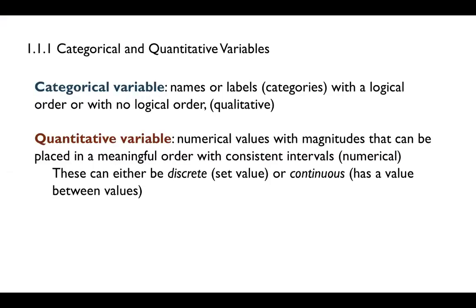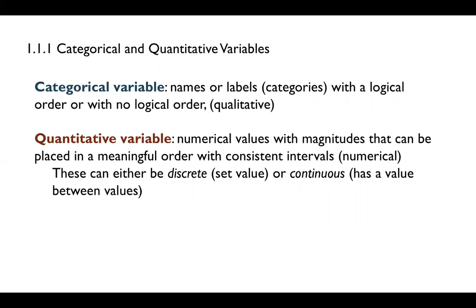So categorical and quantitative variables. So categorical variables are names or labels. So anything with really a category. They can either have a logical order or no logical order, and usually these are qualitative variables. On the other hand, quantitative variables have numerical values with magnitudes that can be placed in a meaningful order with consistent intervals. So we can break quantitative variables down into either discrete or continuous variables.